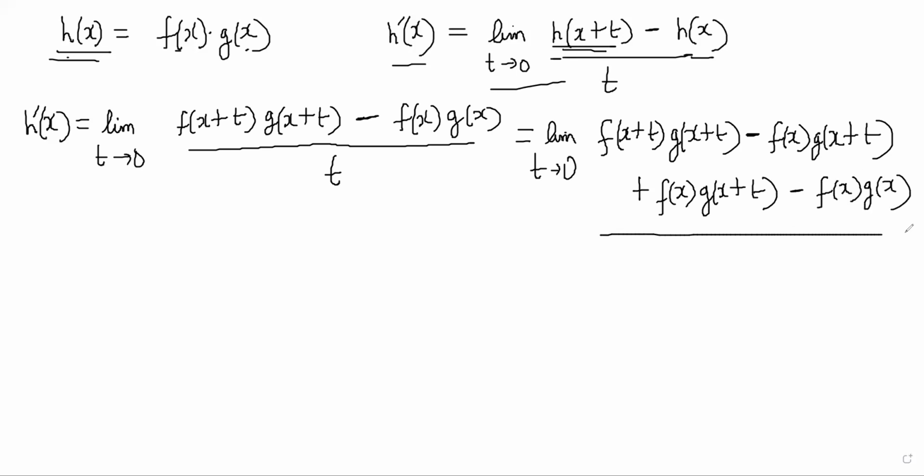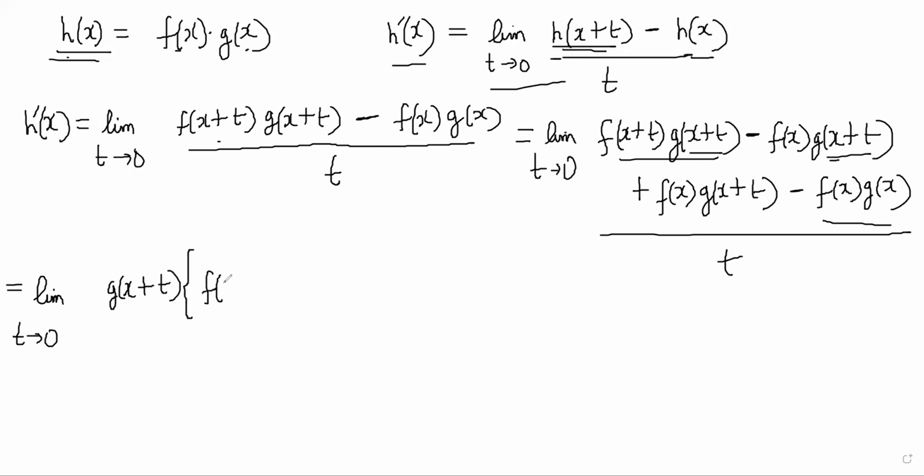What have I done? I have not done anything special. I have added and subtracted the same thing. The other two terms are unchanged, this and this. But this is a nice trick because this helps us do this. So limit of t tends to 0. Here I can take g of x plus t common between these two, right?